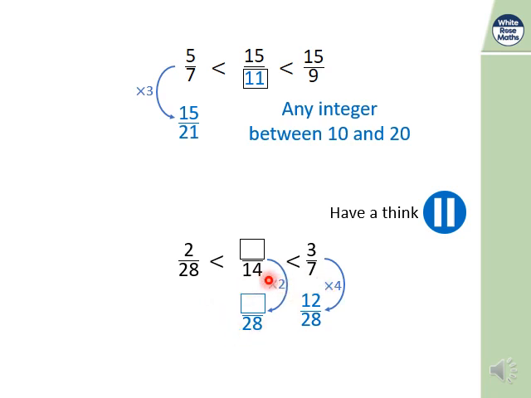So what numbers could go here to represent our numerator? It must have been in between 2 and 12. Any integer between 3 and 11 would have worked, such as 7. Well done if you managed to do that one. It could have been 6. Oh, it could have been 3, which is its equivalent fraction.